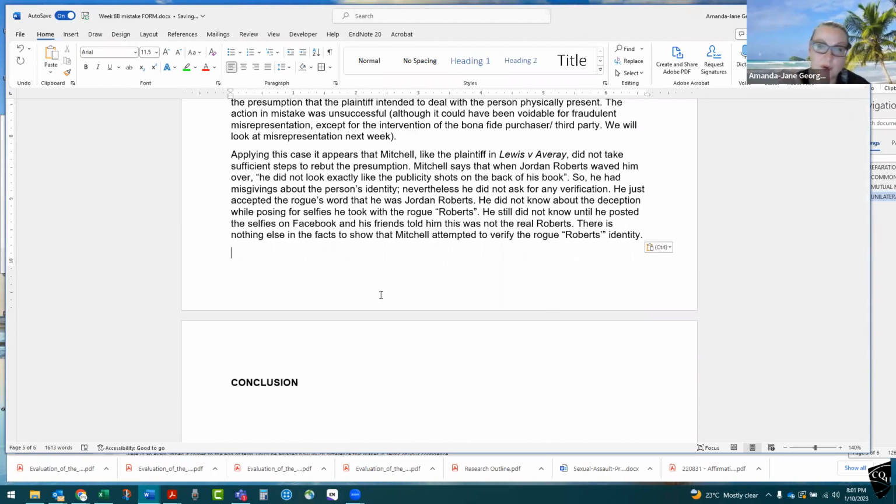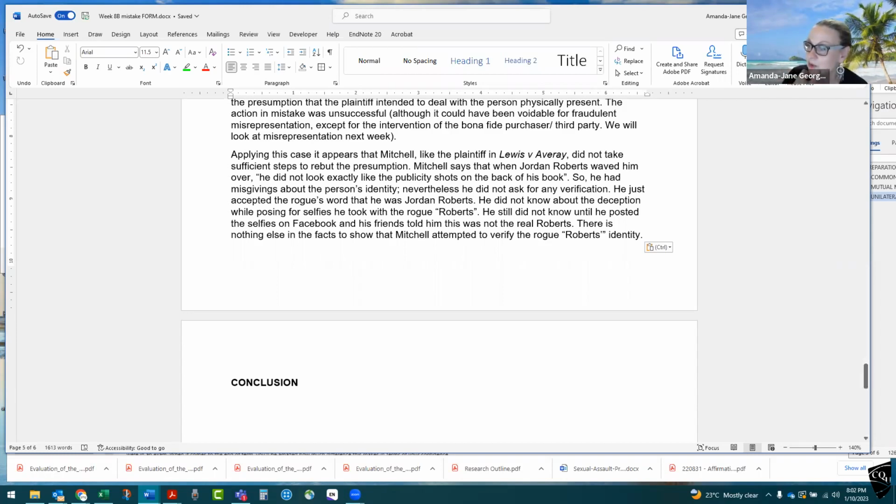Mitchell says that when Jordan Roberts waved him over, he didn't look exactly like the publicity shots on the back of his book. So he obviously had some kind of misgiving about whether this person was Jordan Roberts, but he didn't ask for any ID. And he still didn't even know what the case was when he took photos. It was only when his friends said on Facebook that this wasn't the guy that Mitchell realised. So he'd done even less than the person in Lewis and Avery in terms of checking.